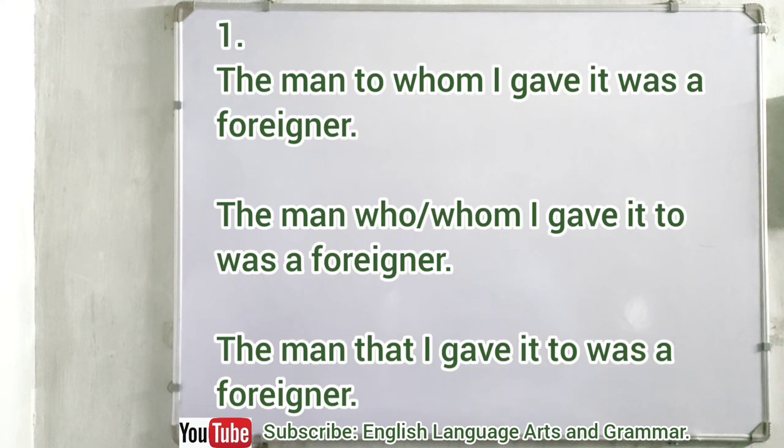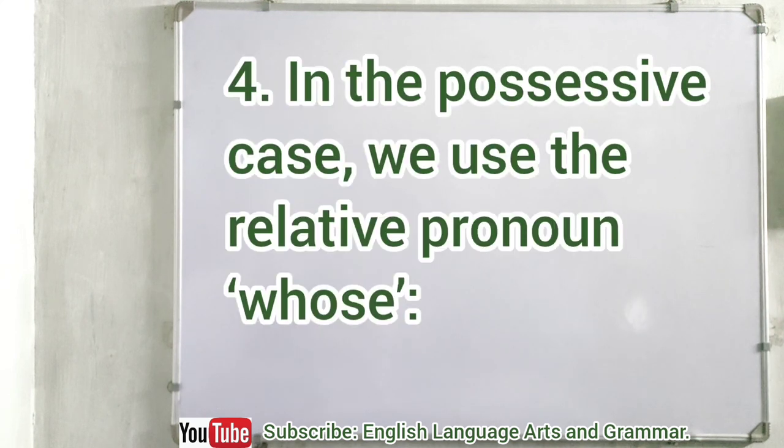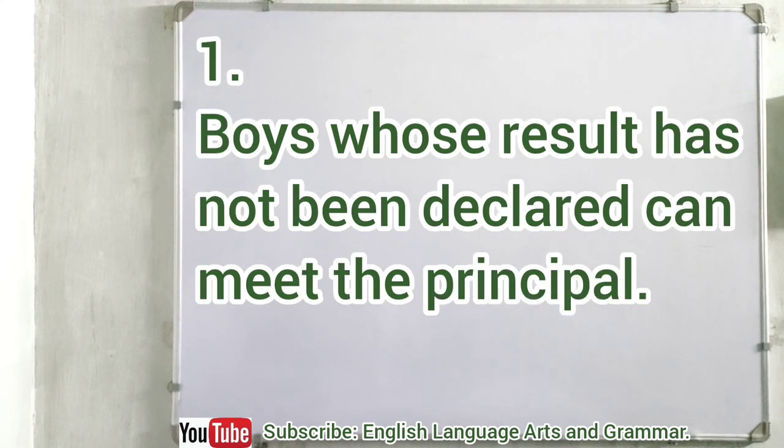Example 1. The man to whom I gave it was a foreigner. The man whom I gave it to was a foreigner. The man that I gave it to was a foreigner. In a possessive case, we use the relative pronoun whose. Example 1. Boys whose result has not been declared can meet the principal.